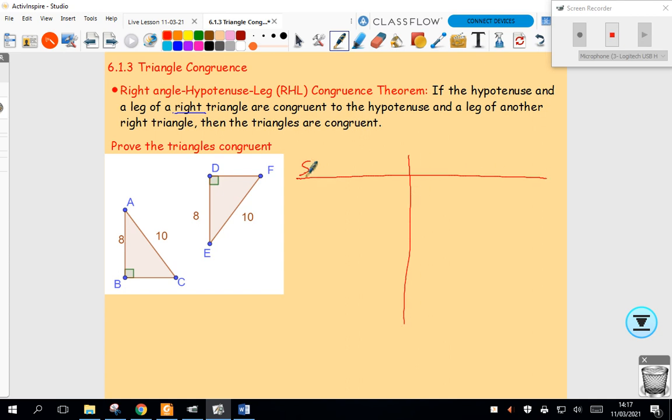Again, I'm going to have my statement over there, my reason over here. I'm going to prove the triangles are congruent. I'm going to call the first triangle ABC. And if I call that triangle ABC, well, AB runs along the 8th side from this smaller angle to this right angle, so this should be called EDF.